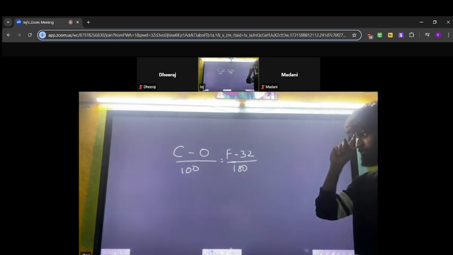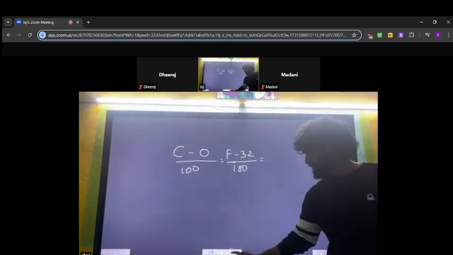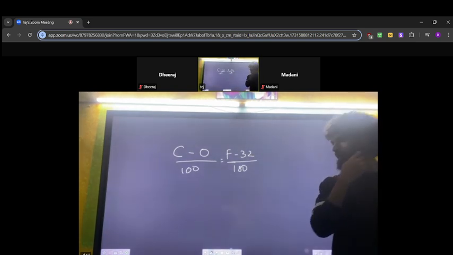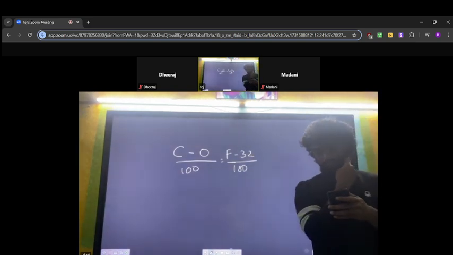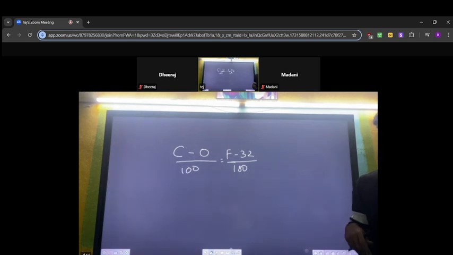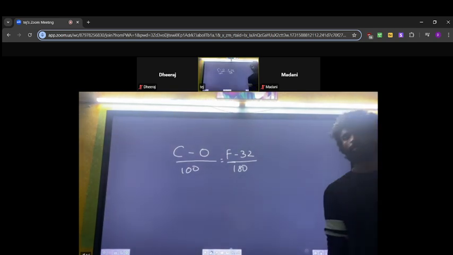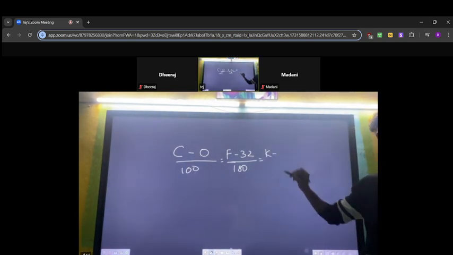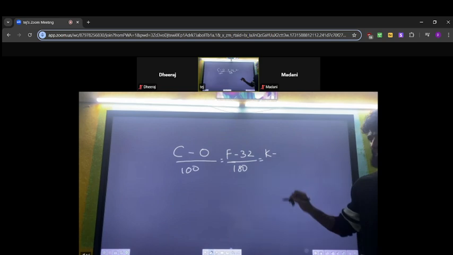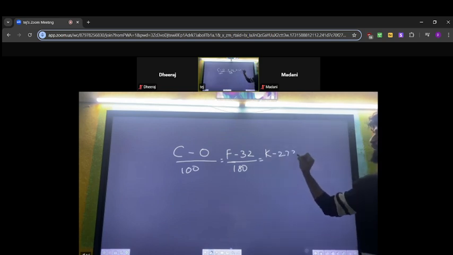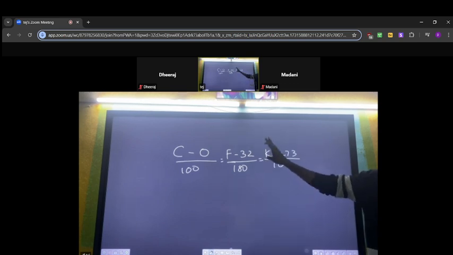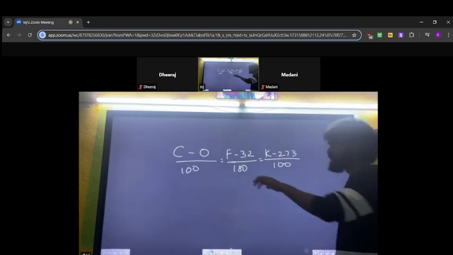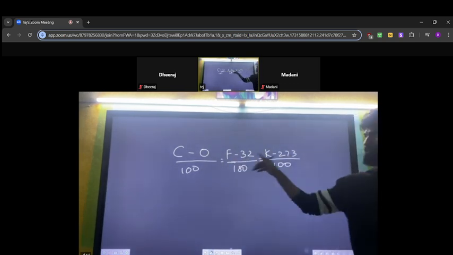Similarly, for Kelvin also, you will write. Do one thing. You write C minus 0 by 100. You write the letter, and obviously the lower limit, whole thing divided by the difference between them. Now for Kelvin, the letter is K minus the lowest temperature on a Kelvin scale, which is always 273. Whole thing divided by the difference, which will always be 100. So using this specific phrase, now don't get confused. Between each and every conversion, there's an equal to sign.